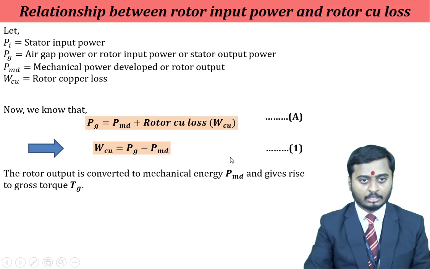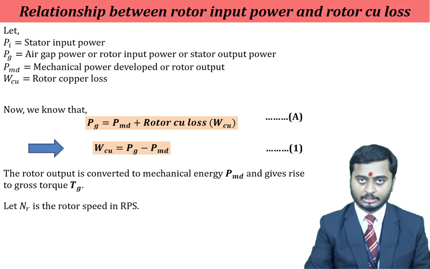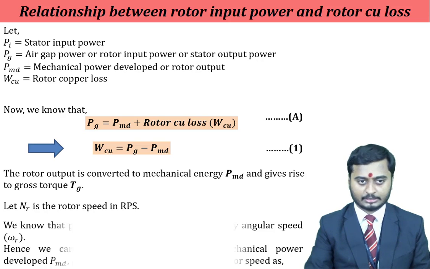Now we know that the rotor output is required for a mechanical load. Whatever rotor output is produced will be taken up by the mechanical load, and that load will be served by it. So let the power which is developed mechanically be PMD, and because of that it gives some torque. That torque is called the gross torque, denoted by TG. Let's have a look at the rotor speed. NR equals rotor speed in RPS.